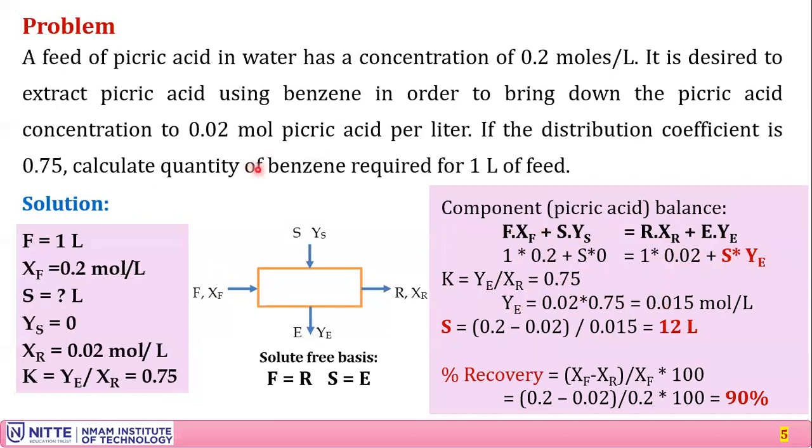The question is on quantity and the percent recovery. So you can find out percent recovery also: how much you have fed, how much is left out in the raffinate. That means how much has been recovered by the extracting solvent. The difference, that is how much has been recovered by the extracting solvent, divided by how much was present originally, is called percent recovery. So based on the two pieces of information, XF and XR, you can find out the percent recovery, and it comes to around 90%.